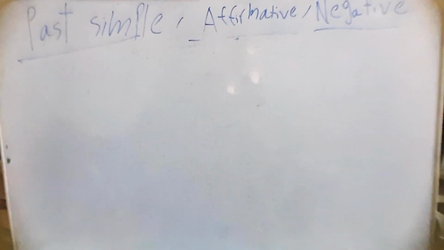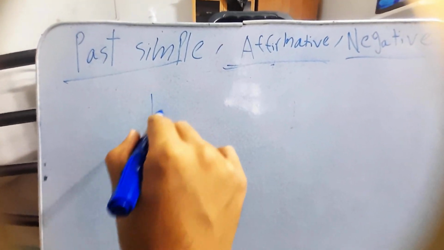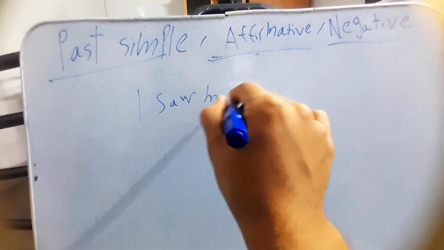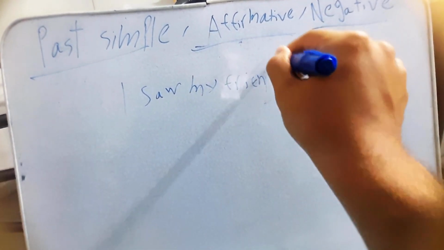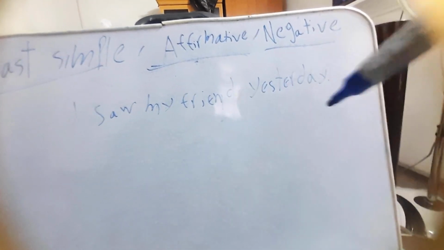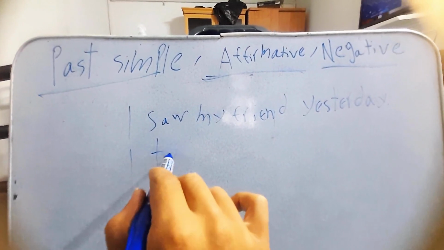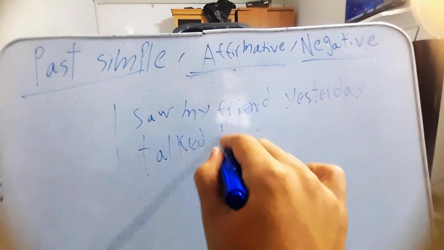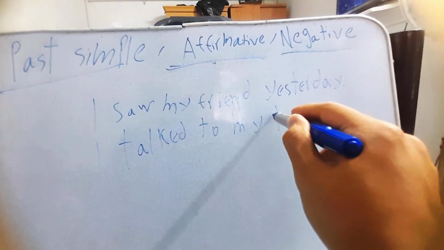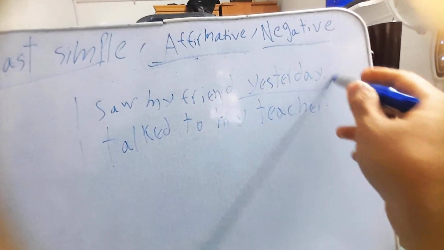And now I'm going to explain about affirmative form. Affirmative means positive form. For example, I saw my friend yesterday. I talked to my teacher. You can also not add the past time expression here.